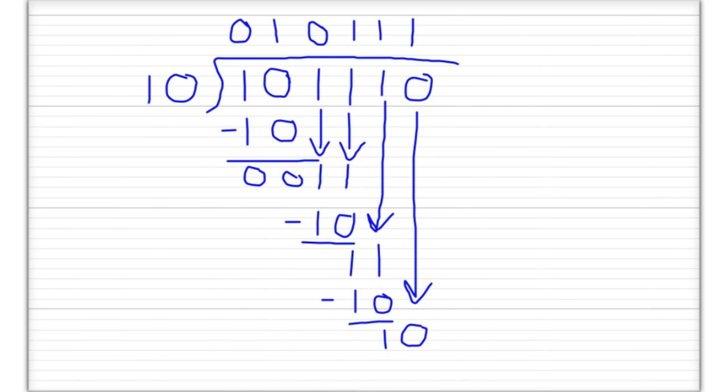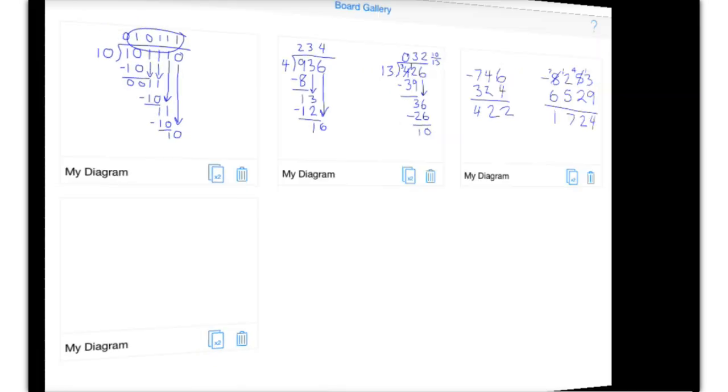So 1 0 1 1 1 0 divided by 1 0, well, the answer is 1 0 1 1 1. Okay, all right, let's do a slightly more complicated one. We'll divide by 3 digits this time.